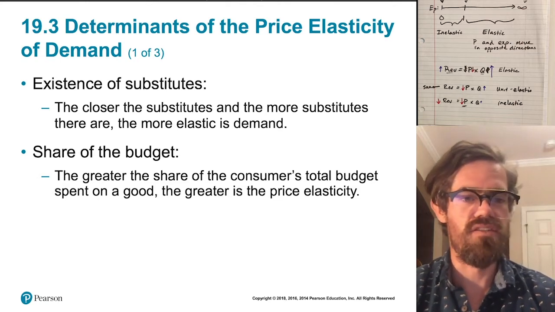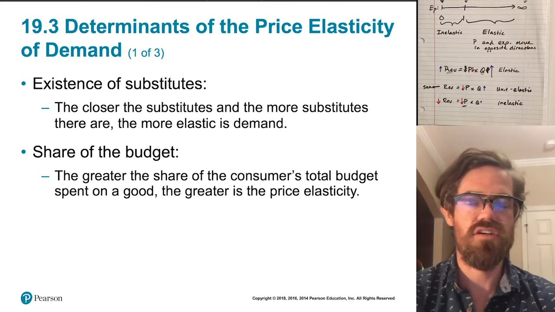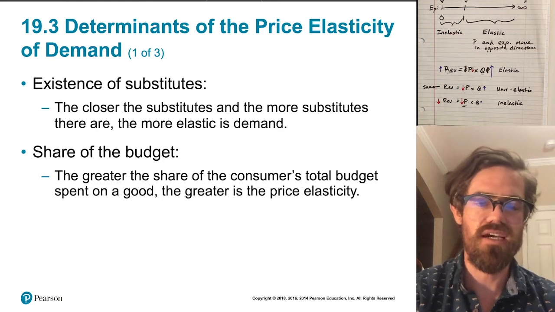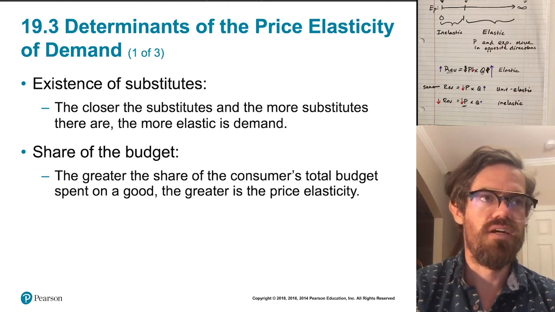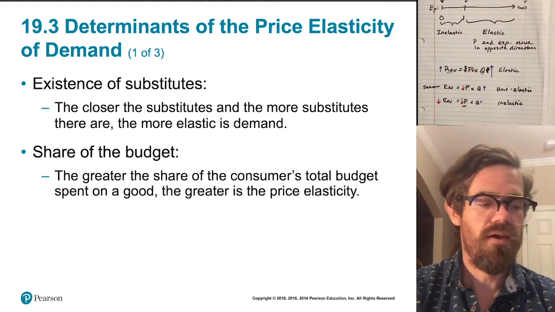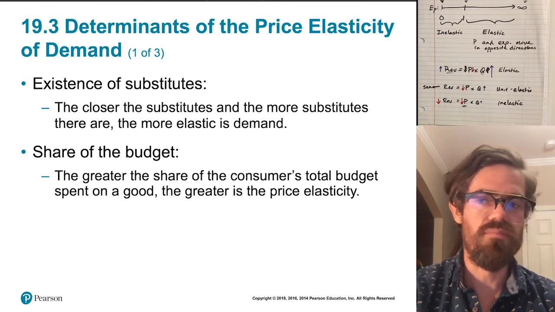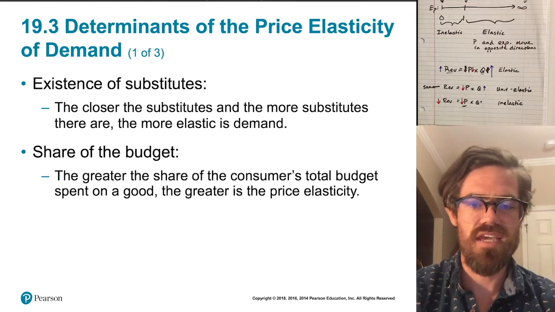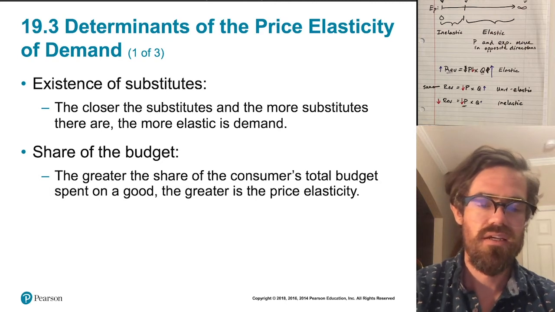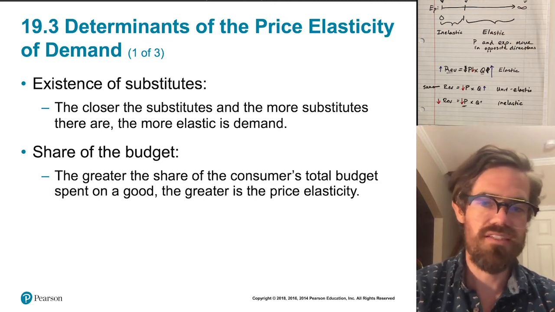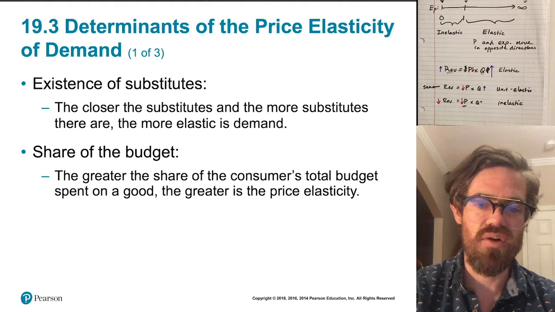Another thing is share of the budget. So how much of a person's budget does the good take up? Does it take up a large chunk of their budget or a very small portion of their budget? And so, again, thinking about flexibility, people are much more flexible with things that take up huge portions of their budget because it's so much money. Whereas things that take up very, very small fractions of our budget, we're not as flexible or responsive with, right?